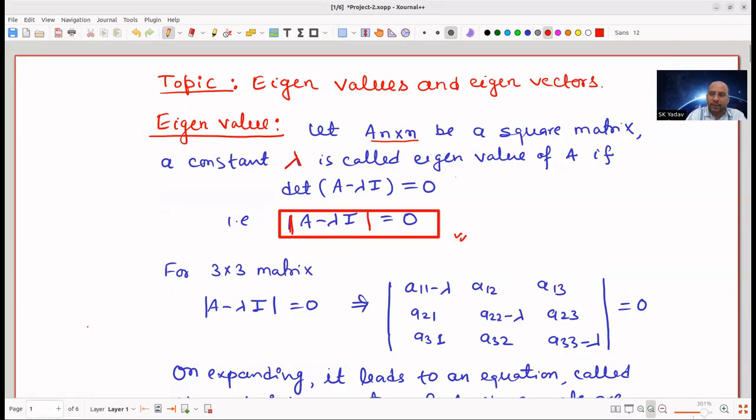So let us first define eigenvalue. If A is a square matrix, then a constant lambda is called an eigenvalue of matrix A if determinant of A minus lambda I equals 0. So to find eigenvalues, you have to solve this determinant and equate it to 0. This is called the characteristic equation of matrix A.